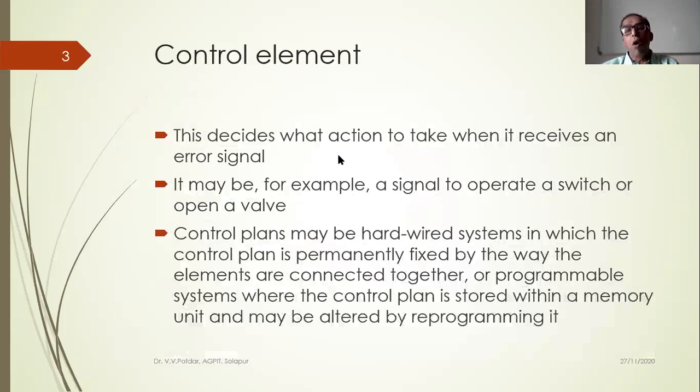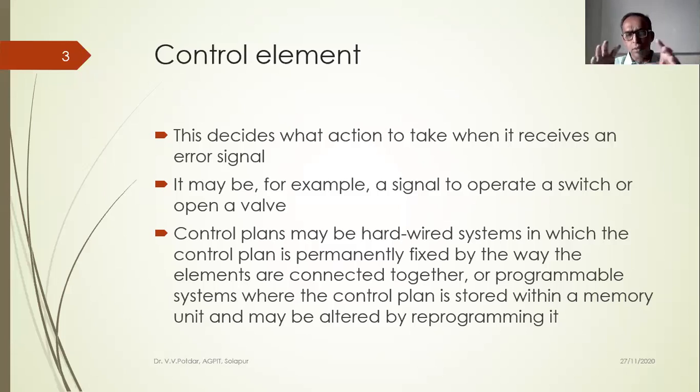This decides what action to take when it receives an error signal. Now, in the initial units, we studied the transducers, the manipulating devices or signal conditioning devices. So this control element is sort of a signal conditioning device also. It decides what action to take when it receives an error signal. It may be, for example, a signal to operate a switch or open a valve. If it is a flow control system, I need to open a valve. If it is a steam flow control system, I need to open a valve.